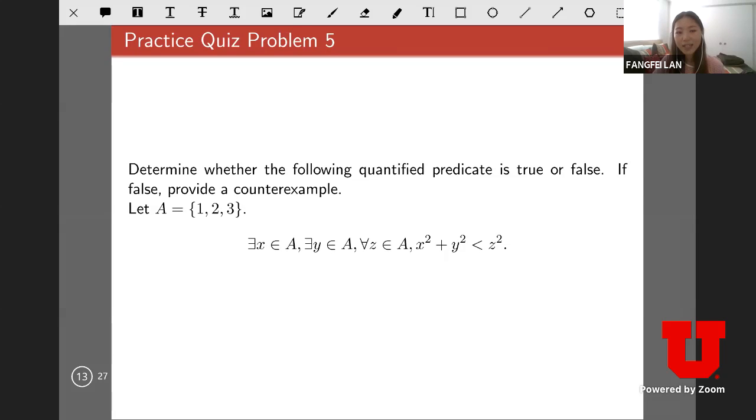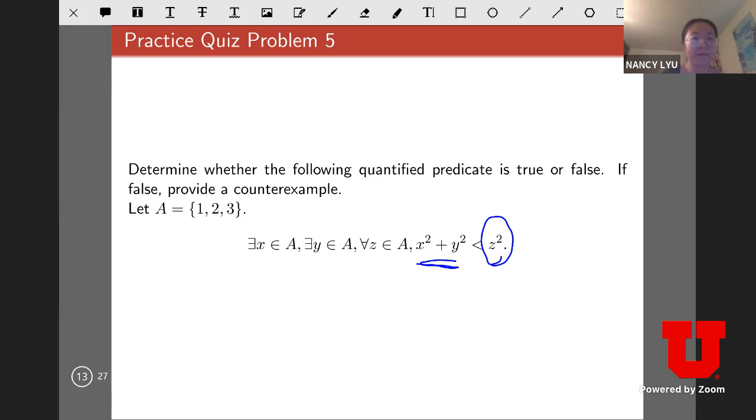Yes, the thing is that for this problem specifically, it says determine whether the following quantified predicate is true or false. So we have z here, right? So you want something that's less than z. So the thing is that you want z to be as small as possible. You want this side of the equation to be as small as possible. That's why he chose 1 as z.